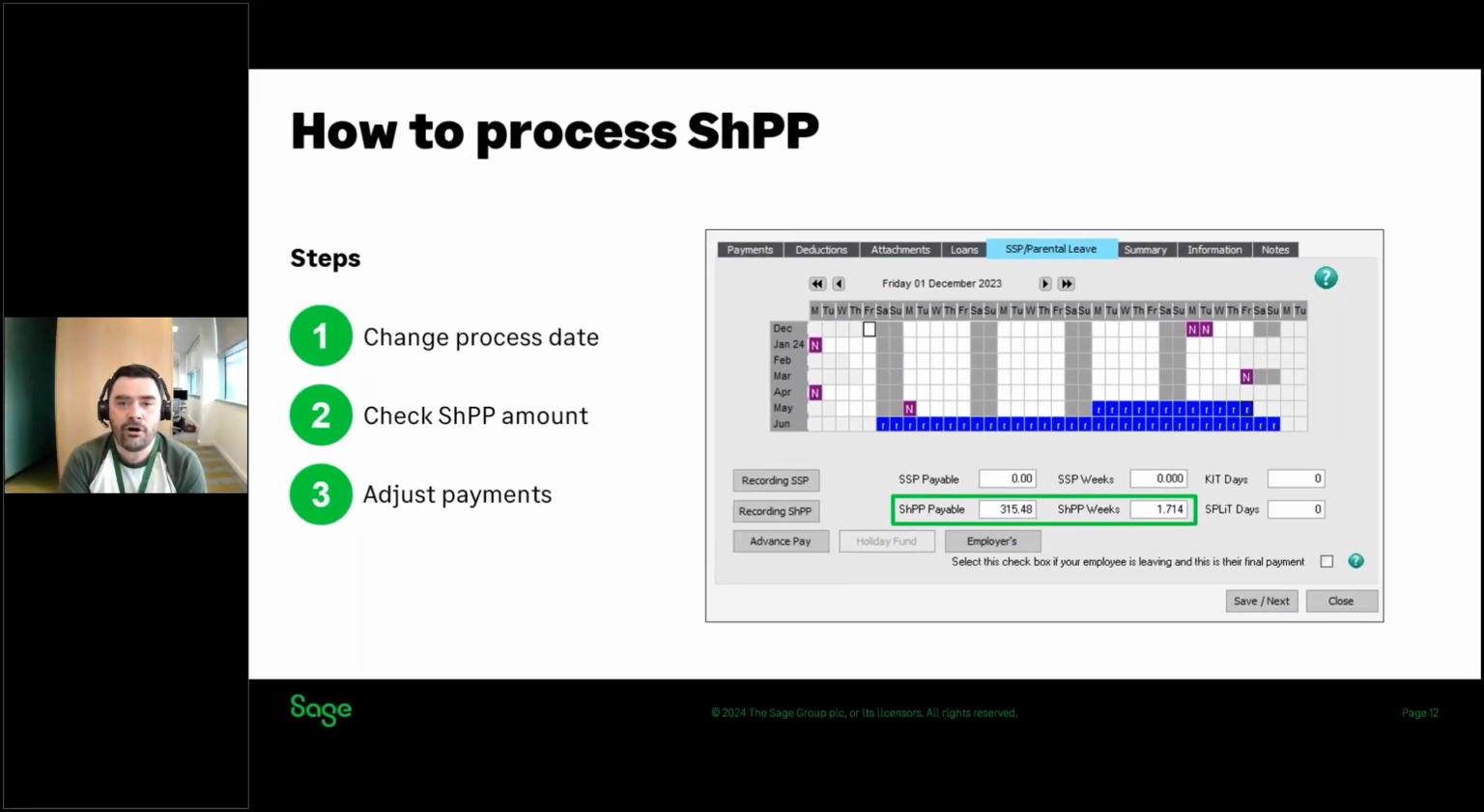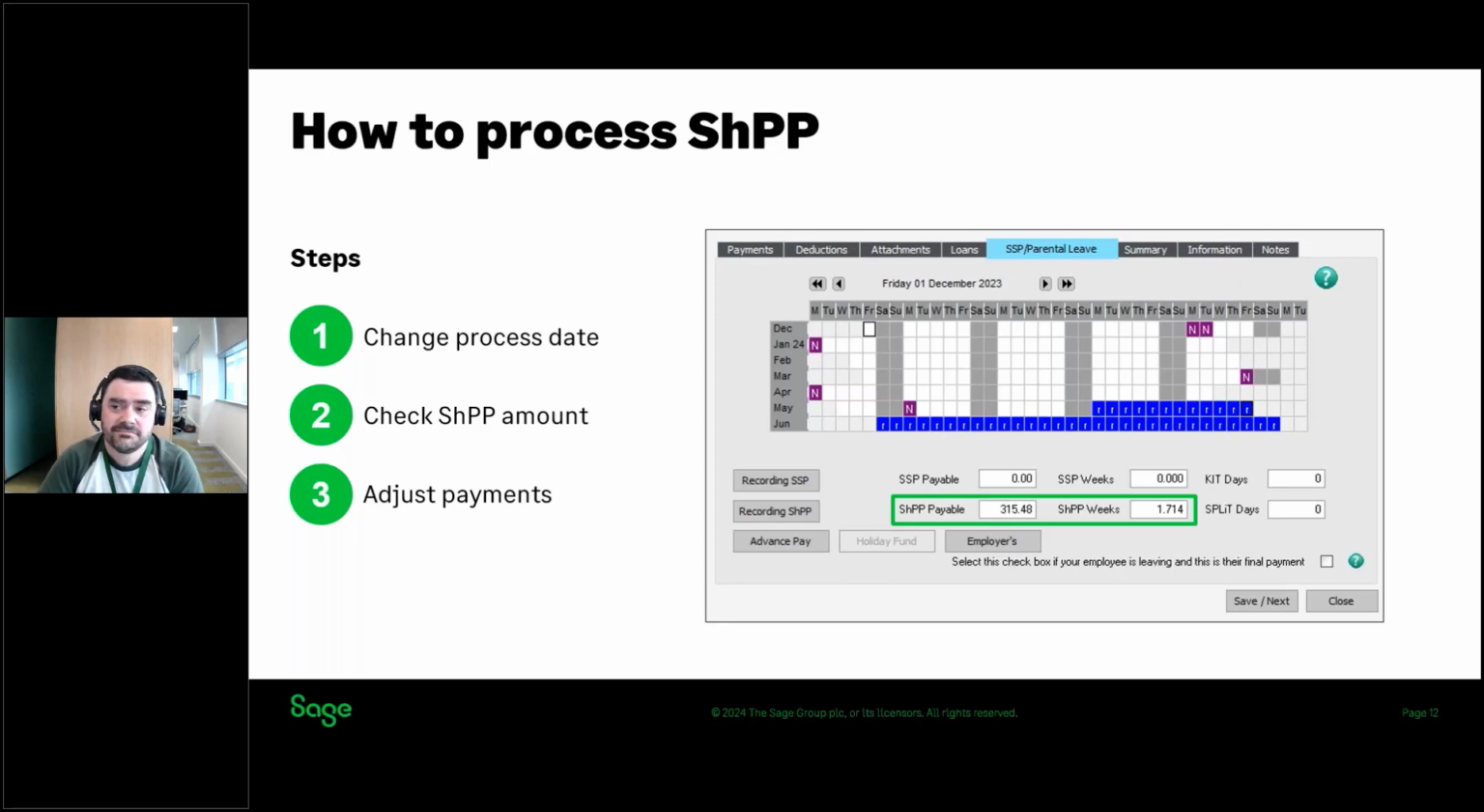So, quick recap again then of processing SHPP. Once you've entered all the relevant details, it's just a case of setting your process date, checking you're happy with the shared parental pay amount. So you can see the breakdown in terms of weeks on the SSP parental leave tab. And then you'd make the necessary adjustments, either making up to basic, if your company does that, or manually reducing the salary amount.